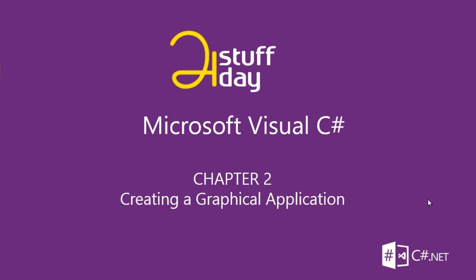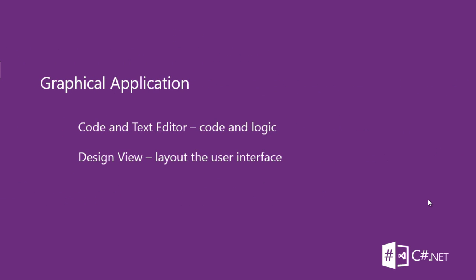So far, we have used Visual Studio 2012 and run a console application. This programming environment contains everything you need to create graphical Windows applications. Visual Studio provides two views of a graphical application, the design view and the code view. You use the code and text editor window to modify the code and logic for a graphical application, and you use the design view windows to lay out the user interface. You can switch between the two views anytime you want.